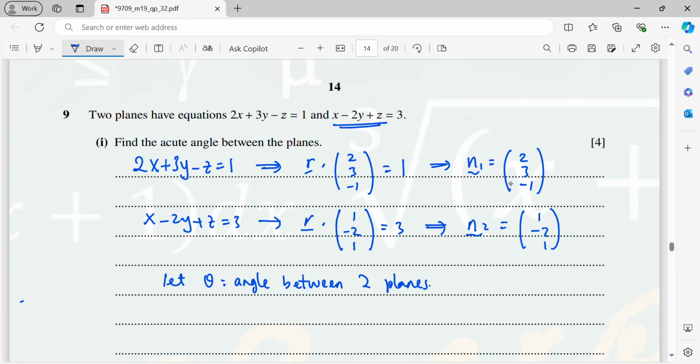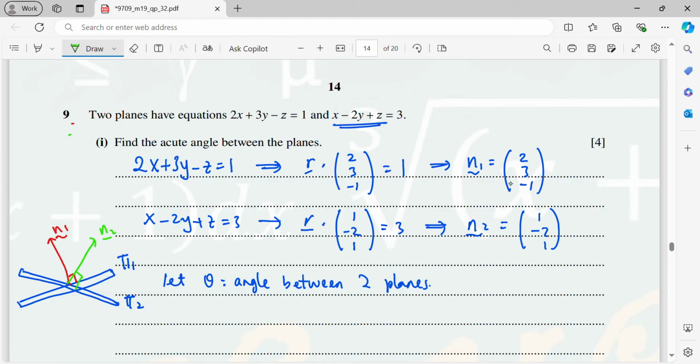Okay, so basically it's like this. This is your n1 or pi 1. This is your pi 2. So for the pi 1, we will have n1, which is perpendicular to the pi 1. This is n1. And then for the pi 2, I will have the normal vector. This is your n2. Okay, here is 90 degrees.